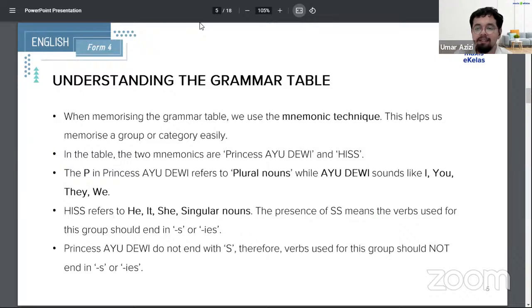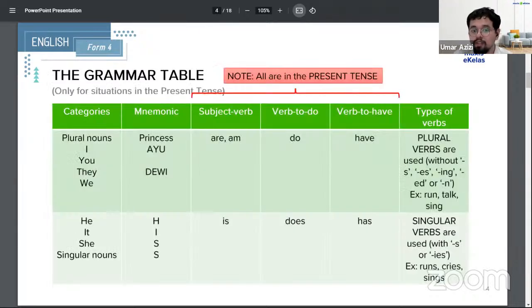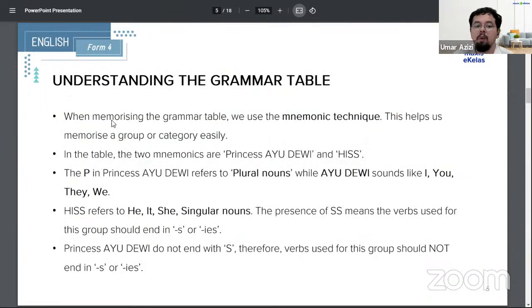Now, understanding the grammar table, our mnemonic devices were Princess Ayu Dewi and HISS. When memorizing the grammar table, we use the mnemonic technique. This helps us memorize a group or category easily. In the table, the two mnemonics are Princess Ayu Dewi and HISS. So I'm going to explain the mnemonic devices now. P in Princess Ayu Dewi refers to plural nouns. While Ayu Dewi sounds like are, you, they, and we.